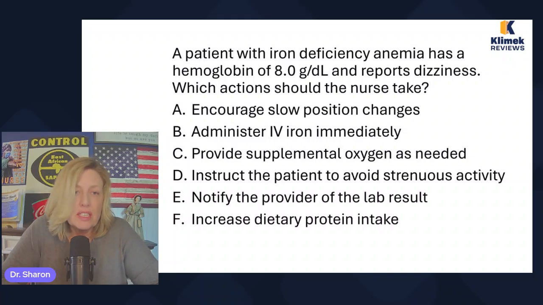Administer IV iron immediately. They're iron deficient, anemic, and they have a hemoglobin of 8. Administer IV iron immediately. I don't like the word immediately. I just don't like the word immediately. So I'm going to hold off on that. Provide supplemental oxygen as needed. I like the word as needed. That is a good NCLEX answer. So yeah, if they need it, I'm going to give it.